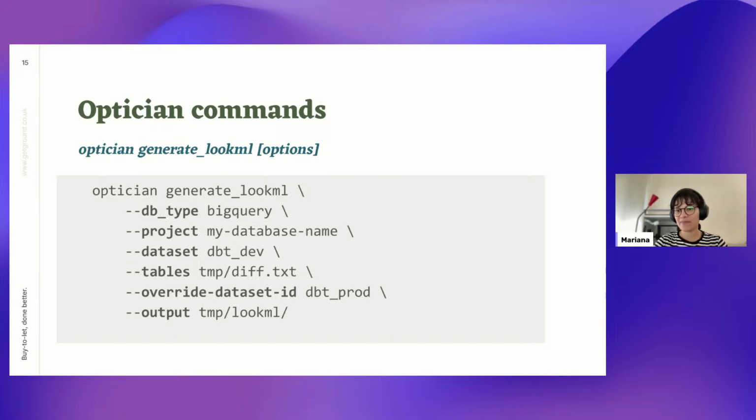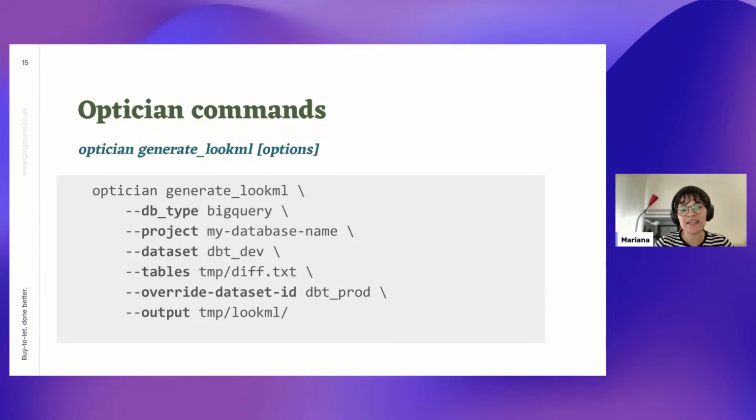Okay, moving to the commands. The main command of Optician is the generation of the LookML, so this is generate lookml, and it can receive several arguments. It can receive the database type that you're reading from, and some additional database-specific parameters to specify the location of your data. In the case of BigQuery, these are the project and the dataset. You can pass it a file with a list of tables that you want to create the LookML views for, or alternatively, a string with comma-separated table names.